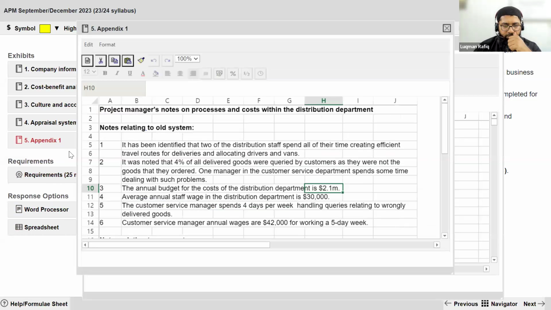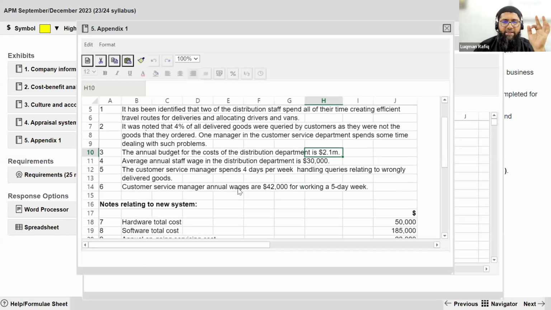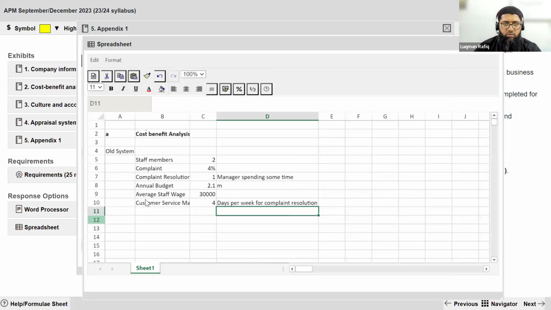What else is there? The customer service manager's annual wage is 42,000 for a 5 working day week. Okay. The wage is 42,000 for 5 working days a week.